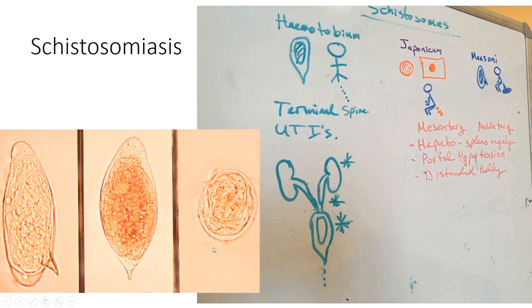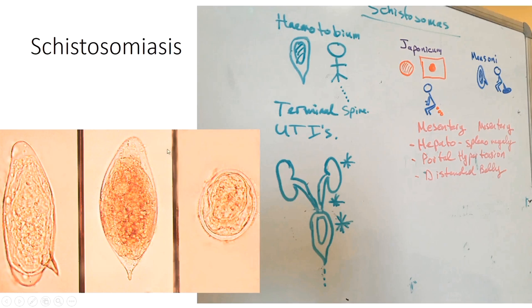So they're associated with the spines. We have our haematobium, which is this guy in the middle. We have our japonicum, which is our round guy right here, and mansoni, which has this lateral spine on it. So japonicum has a spine, but you can't really see it because it's very, very tiny. You won't be able to see it on here, so it's pretty much just associated with round.